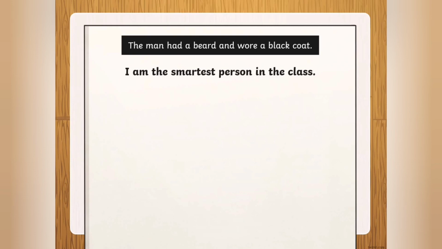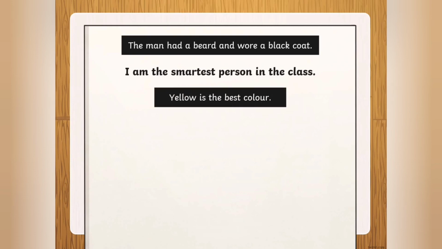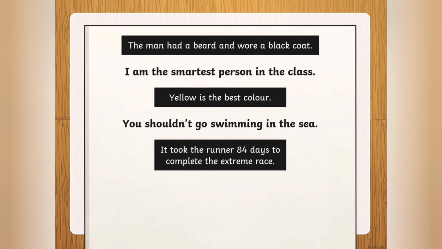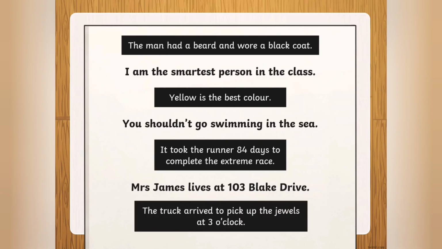I am the smartest person in the class. Yellow is the best color. You shouldn't go swimming in the sea. It took the runner 84 days to complete the extreme race. Mrs. James lives at 103 Blake Drive. The truck arrived to pick up the jewels at 3 o'clock. Please pause the video and arrange all these sentences into facts and opinions.